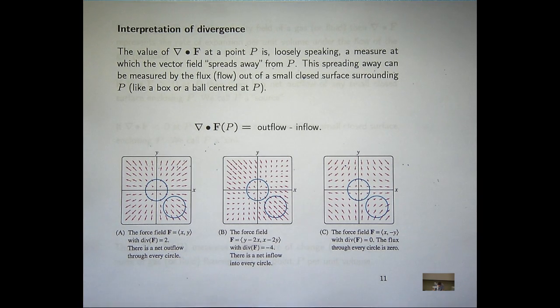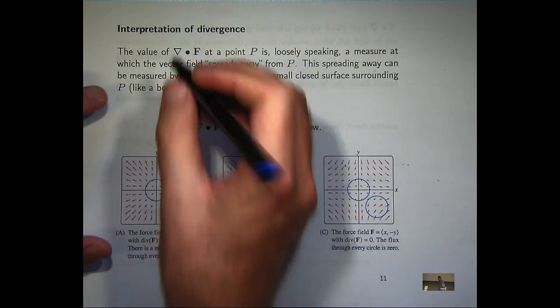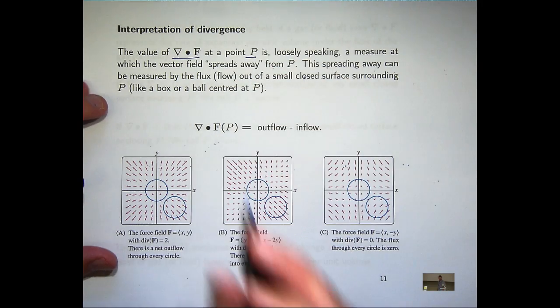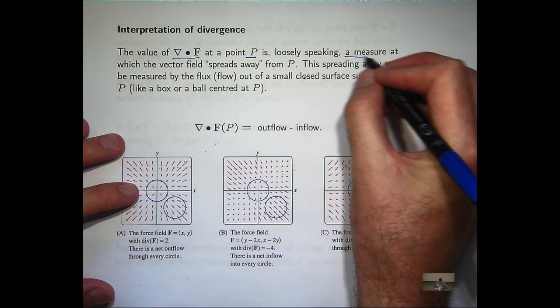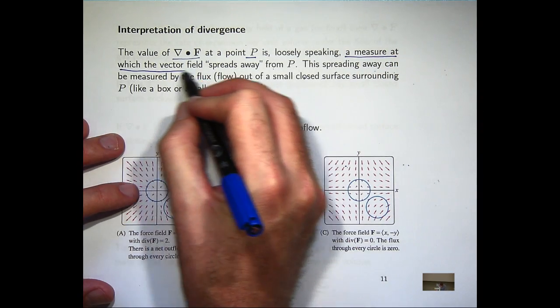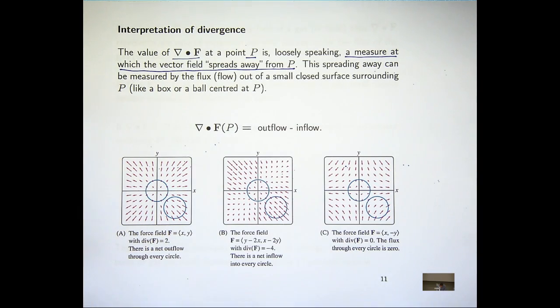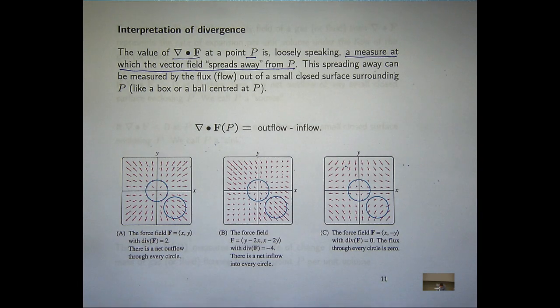It's quite easy to calculate the divergence, but what does it actually mean? Well, suppose I compute the divergence of some vector field at some point. Loosely speaking, this is just a measure at which the vector field spreads away from the point P. And the spreading away can be measured by the flux or the flow rate out of a small closed surface surrounding P, like a box or a ball centered at P.